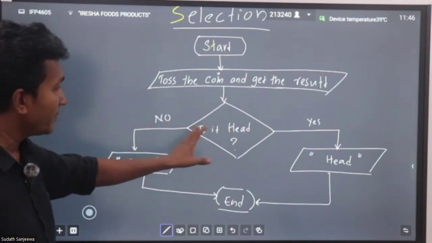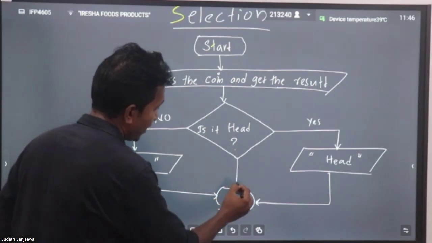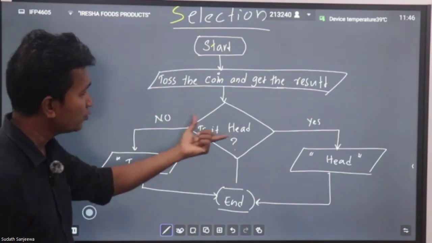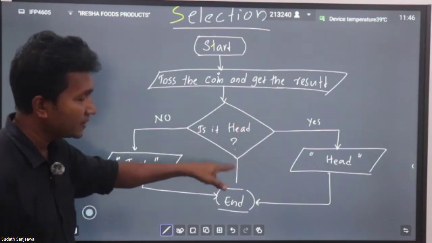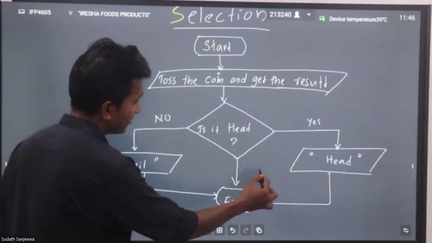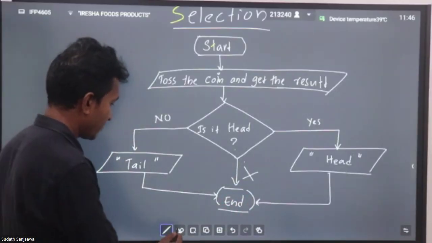But remember, you can't have a flowchart like this. You can't use this way. You only have to select two options. You can't have a line or arrow in this way. This is wrong, right? This is wrong.